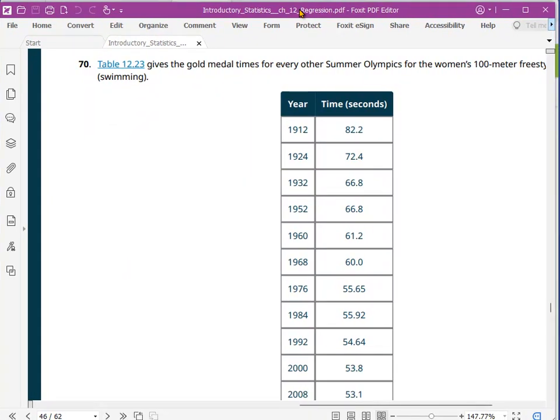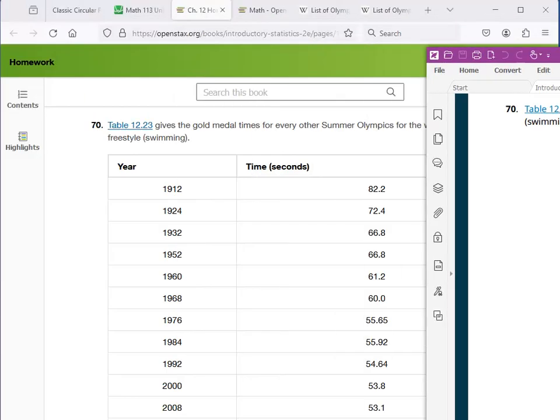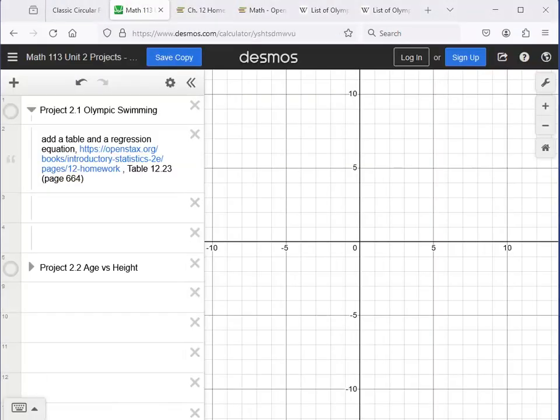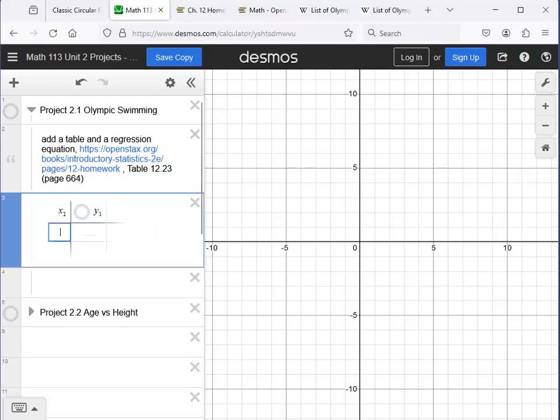Again, this is all free from OpenStax. This is the same table, you know. So we are going to record those data.